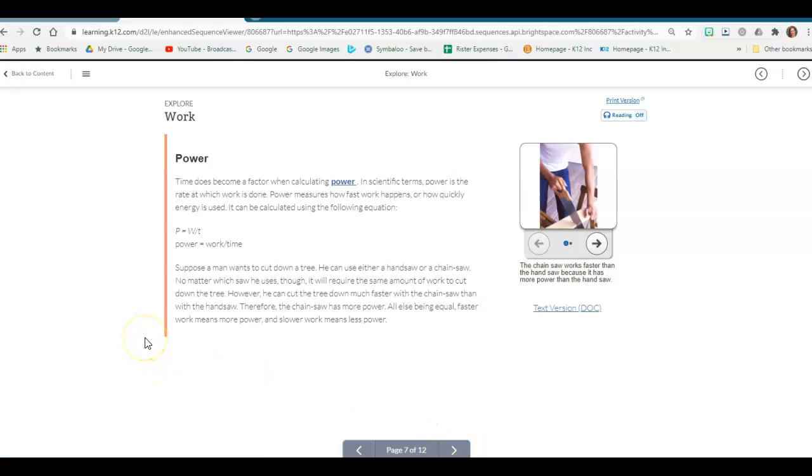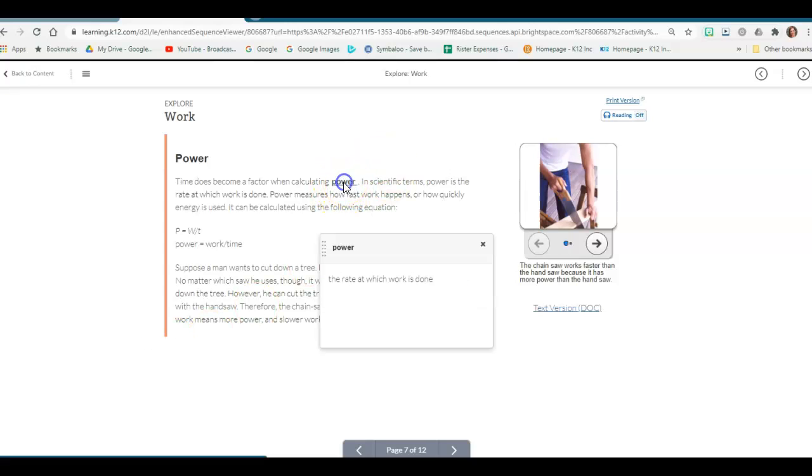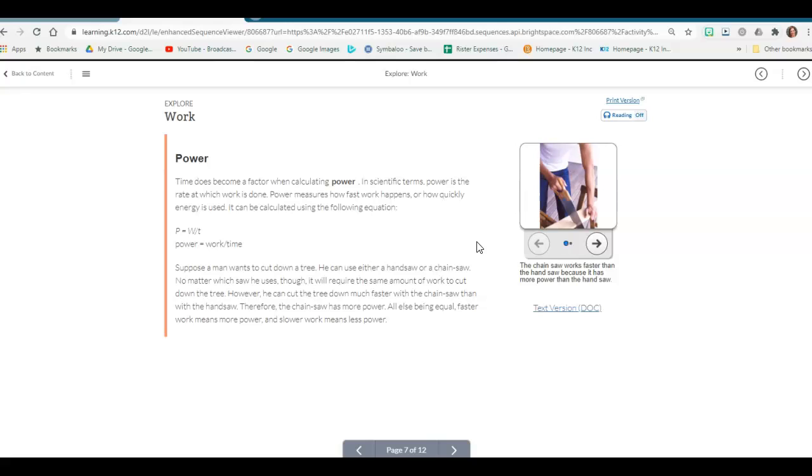All right, now we're talking about something new. This is called power. Time is a factor when you're calculating power. Power is the rate at which work is done. So in scientific terms, power is the rate at which work is done. Another definition for you. So power measures how fast work happens or how quickly energy is used. And it can be calculated using this equation. So remember, you want this formula as well. Power equals work divided by time.